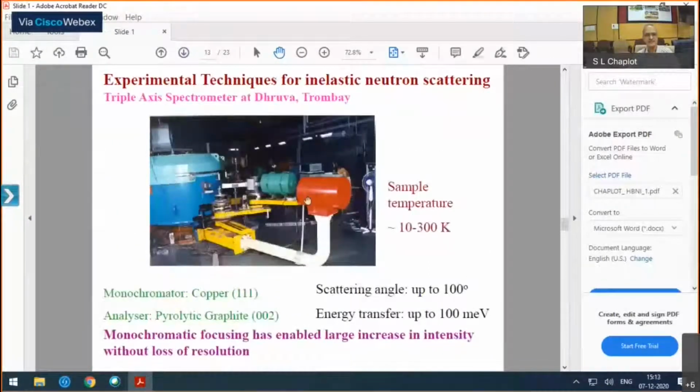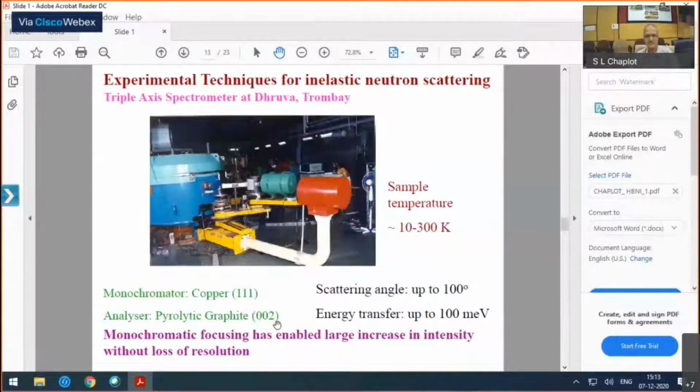Okay, this is an actual photograph of the triple axis neutron spectrometer at the Dhruva thermal neutron reactor in Trombay at the Bhabha Atomic Research Center. This is quite an old machine, almost working for the last 30 years. So it has a monochromator crystal, which is copper, and the Bragg reflection plane that one uses is the 111 plane. The analyzer crystal is a pyrolytic graphite crystal, and again it's in the 002 plane.